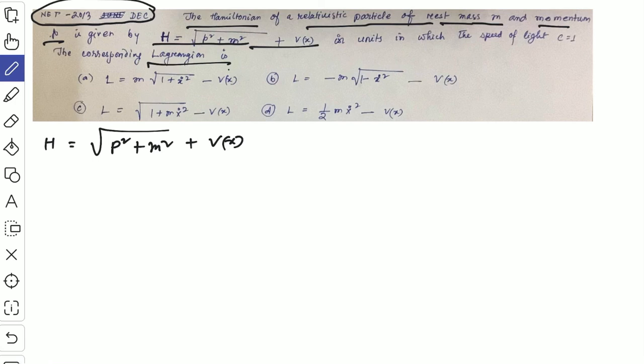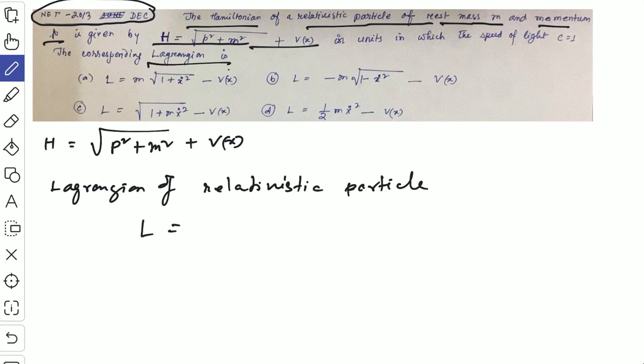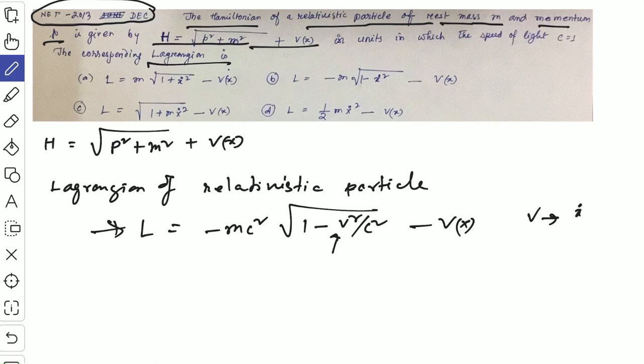You need to remember this point: the Lagrangian of a relativistic particle is given by L is equal to minus mc square root over 1 minus v square by c square minus bx. You need to remember this result, the Lagrangian for a relativistic particle. Here v is velocity, that is given by x dot, so replace it by x dot. That's going to be minus mc square root over 1 minus x dot square by c square minus bx.